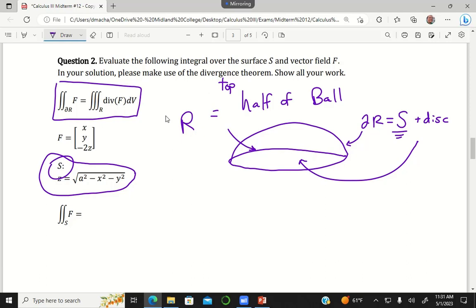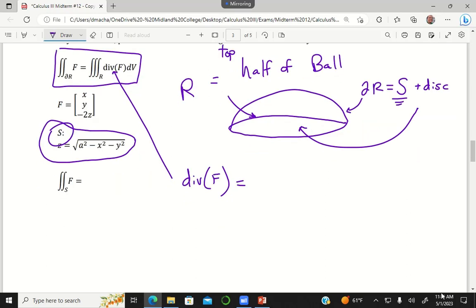let's first think about the integrand here. The integrand says that we're taking the divergence of F. And the divergence of F means you take the dot product between nabla and F, which is going to be, oops, this is not a vector. A dot product is always a scalar. And so this is going to be the partial with respect to x of x plus the partial with respect to y of y plus the partial with respect to z of negative 2z.